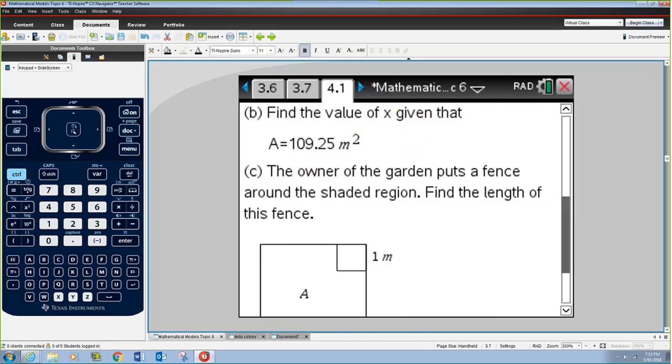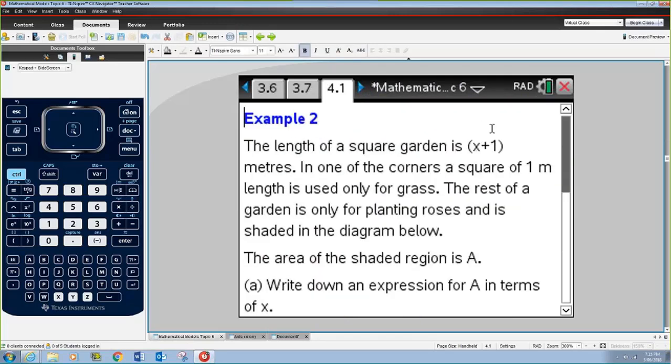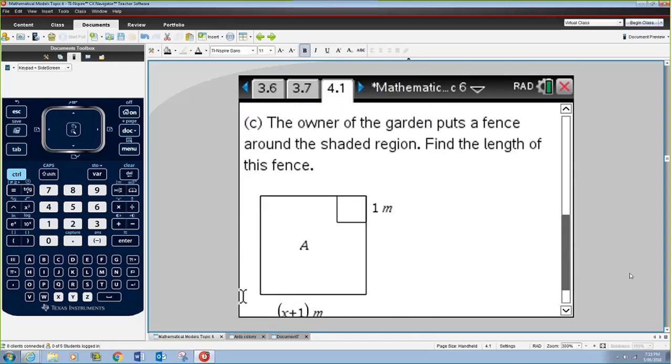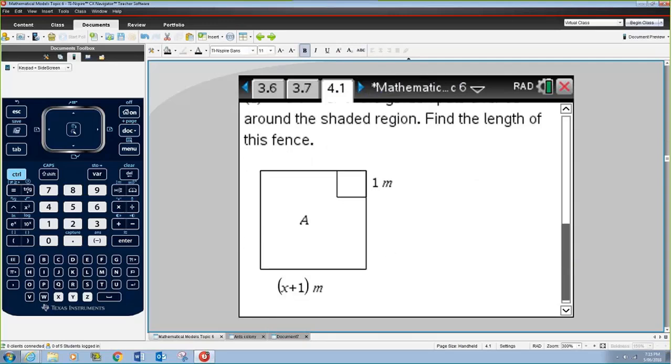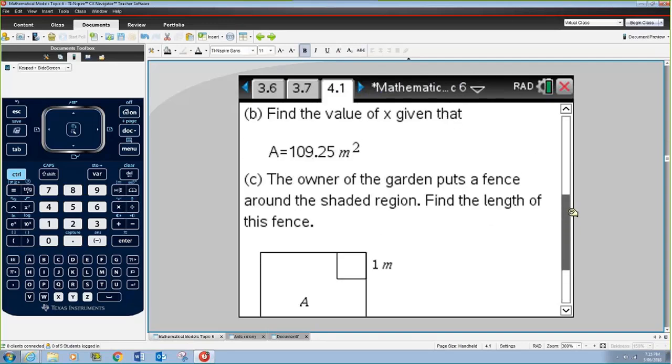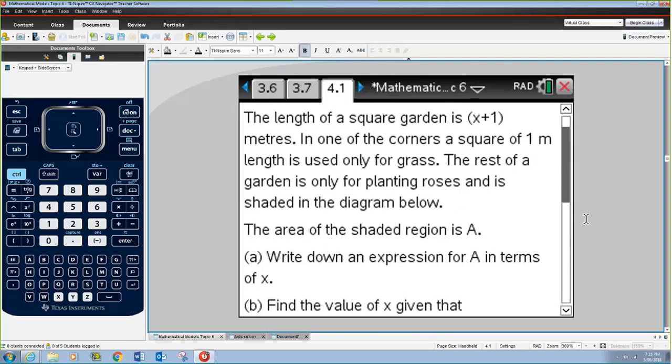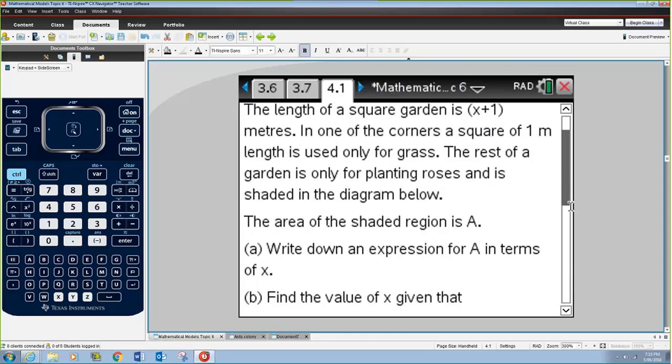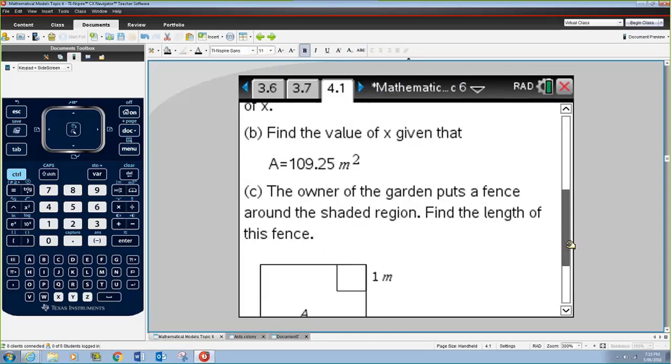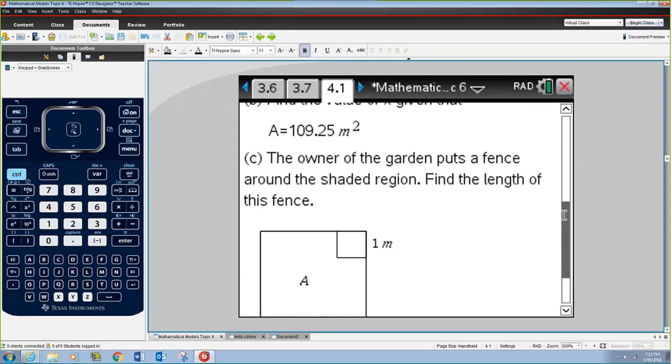Some other typical problems are when we have a situation in context. Here we have a garden area which is a square of side x plus 1 meters, and then we cut the corner of the square, which is again a square of length 1 meter. The question says that the whole area but the square is for roses and this corner is for grass. So we want to find the shaded area. I didn't quite shade it, but that's the area but the square. So write down the expression.